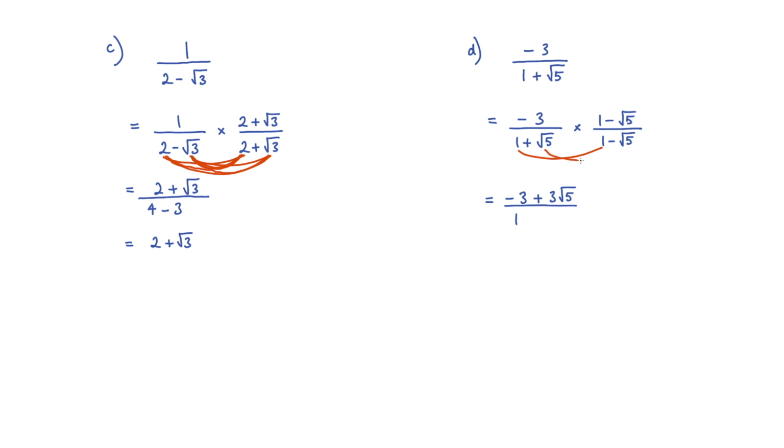Now in the denominator, we've got the 1 multiplied by the 1, which is just 1. We then have the root 5 multiplied by the negative root 5, so it's going to be a negative here, and root 5 times root 5 is just 5. And we know that the other terms will cancel, so the plus root 5 and the negative root 5 will cancel. So what we have is negative 3 plus 3 root 5 over 1 minus 5, which is negative 4. Now I don't like that negative in the denominator here, so I can actually remove that. And we can change this to 3 minus 3 root 5 over 4.